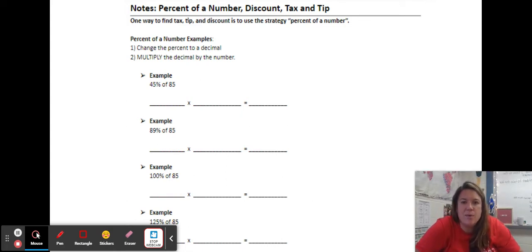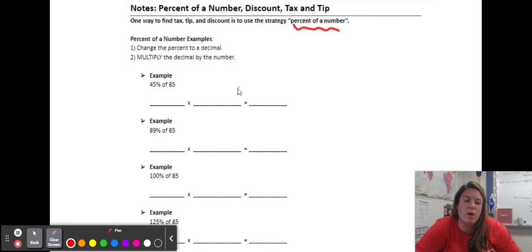All right, guys, today we're going to find tax, tip, and discount and markup. Okay, so follow along on your notes as I go through these. So finding tax, tip, discount, markup is really just finding a percent of a number. You're finding a part of that number. So let's review what that means.